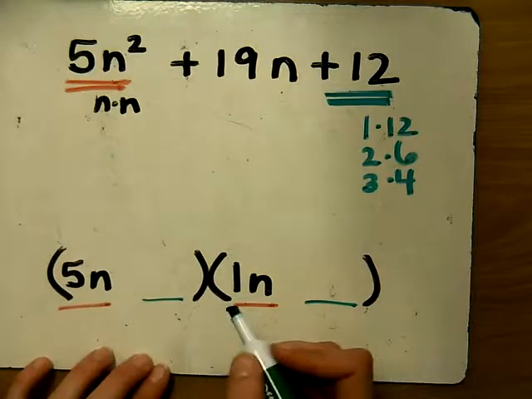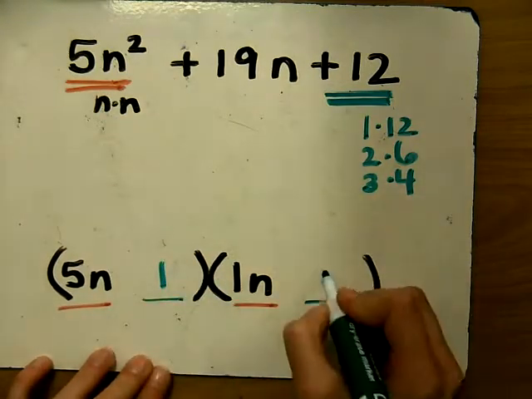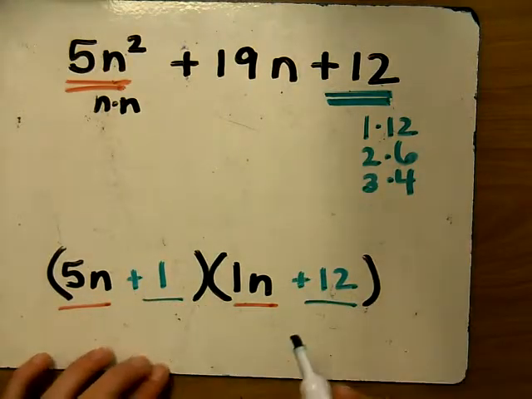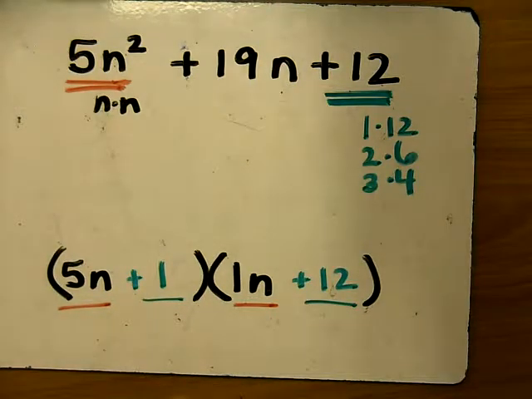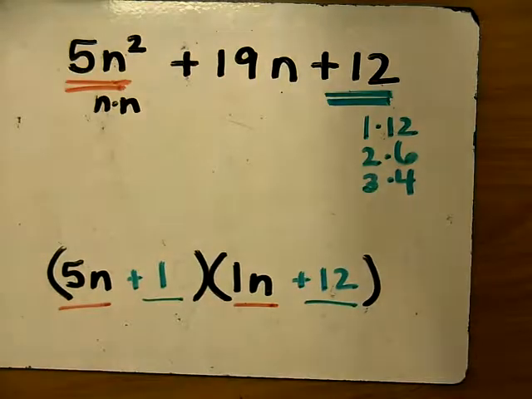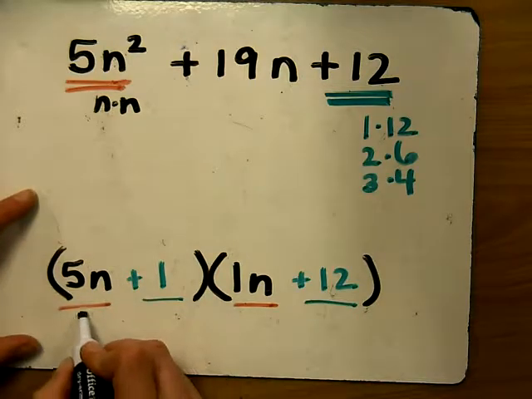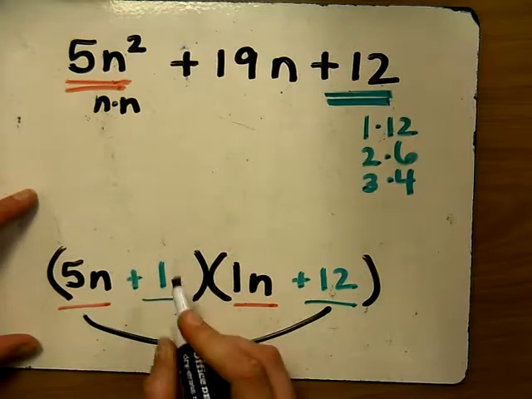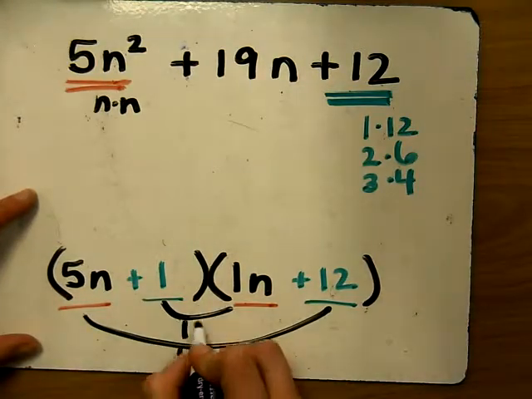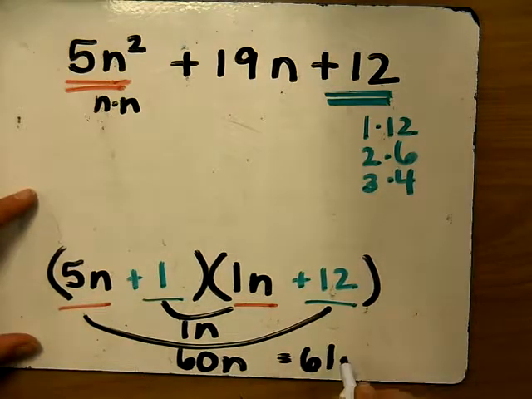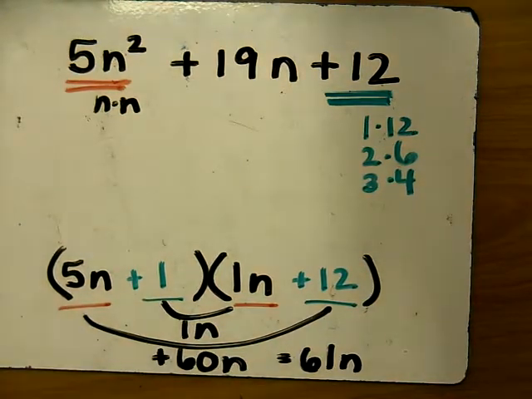So let's first try the 1 times 12. We have a 1 and a 12 here. So if I put plus 1 plus 12, I can check to see do my linear terms, or the n terms, add to be the 19. And I'm going to get the two terms by multiplying. 5n times 12 would be 60n. 1 times 1n is 1n. Well, when I add these up, these two add to be 61n. And that's not what we want. Okay? So that combination is not going to work.